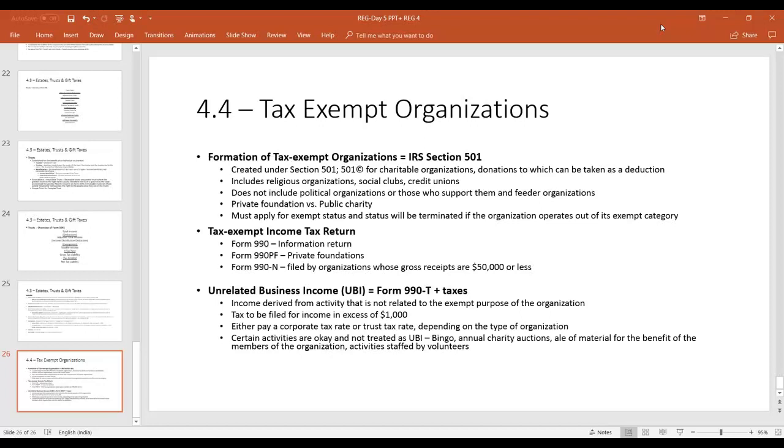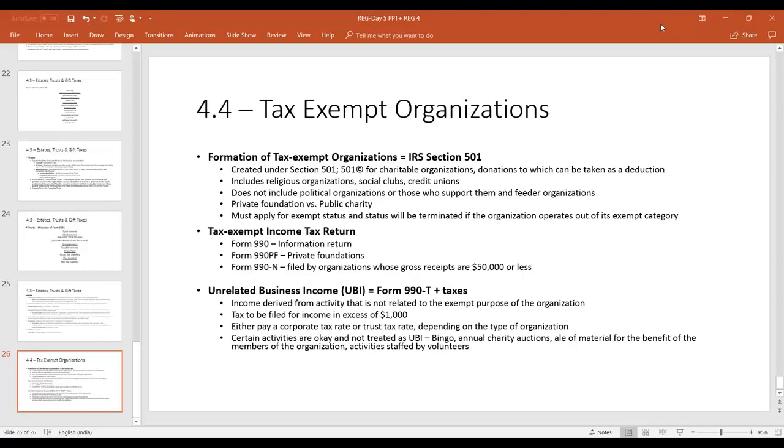What are the tax returns that they file? They file a form 990. Again, all of these are information returns. 990 PF is for private foundations, and then there's a 990N, which is called a postcard return, because there's hardly anything that goes on it. And it is filed by organizations whose gross receipts are $50,000 or less.